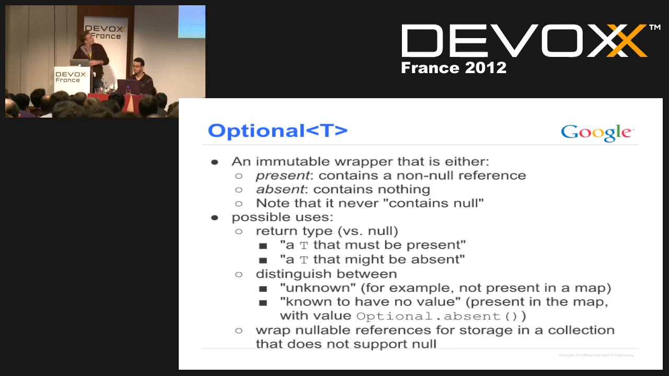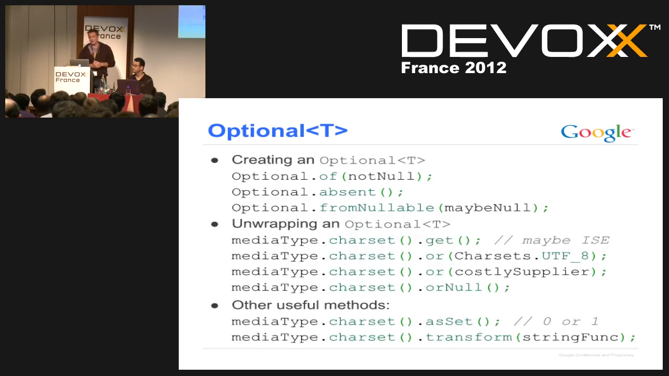Yeah, let's see. There's a few different ways to create an Optional. You can either do Optional.of, and that requires that the reference you're passing it is non-null.